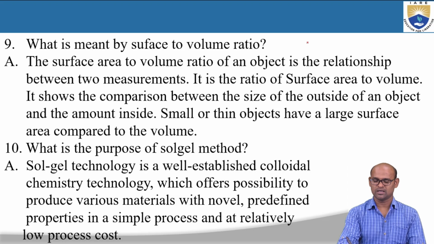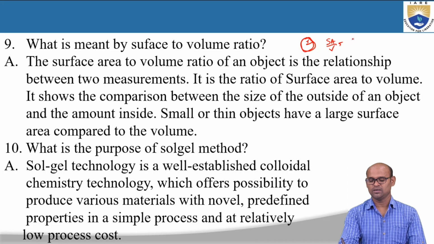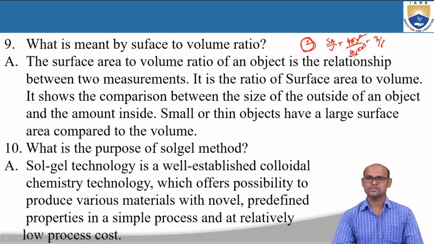For example, if we take a spherical particle, the radius of the spherical particle is r, and the surface area to volume ratio for this will be 3 by r. Because surface area is 4 pi r square and volume for this spherical one is 4 by 3 pi r cube. So things cancel out here, you will get 3 by r. So, this is the surface area to volume ratio for a spherical particle.